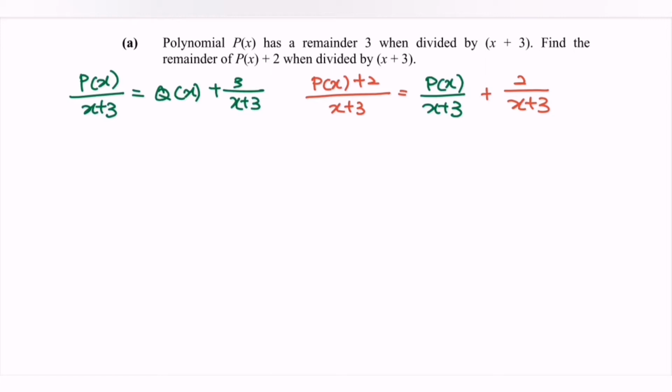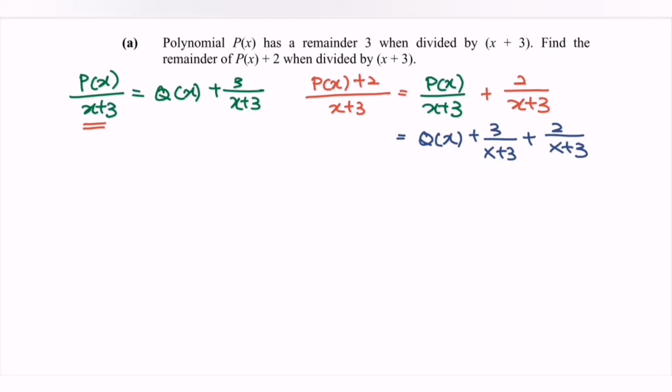Kindly focus on the green in color on the left hand side. As we all know, the p(x) over x + 3 actually equals q(x) plus 3 over x + 3. So for this case, we can substitute the situation. So it will have q(x) plus 3 over x + 3 plus 2 over x + 3. Finally, the question is asking, what is the remainder when the p(x) + 2 is divided by x + 3?